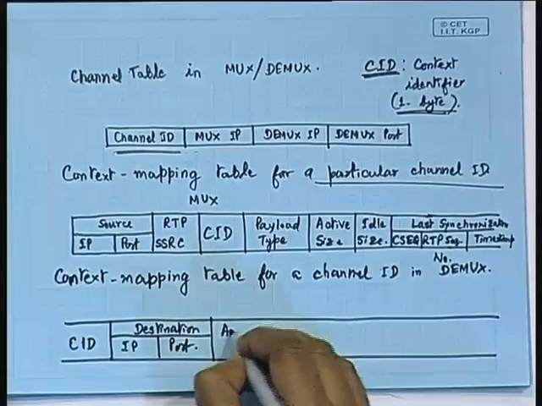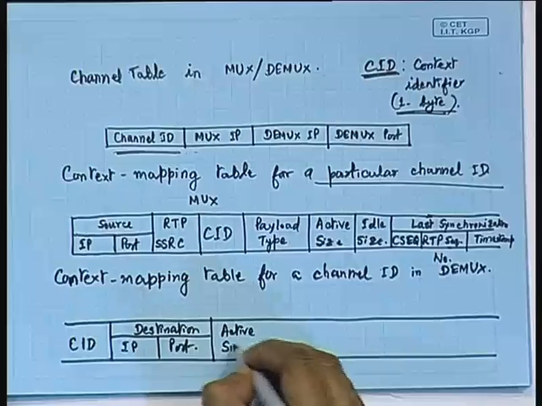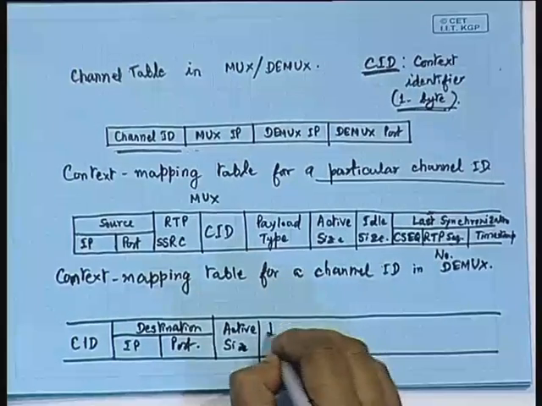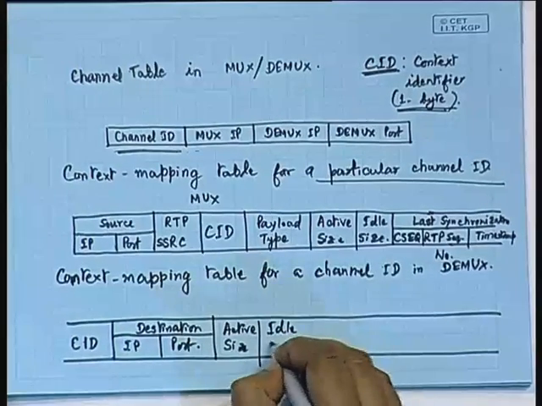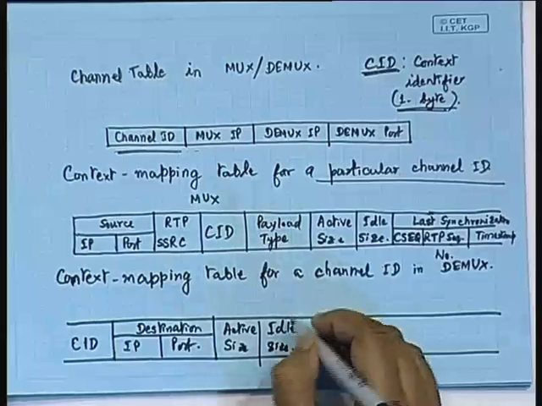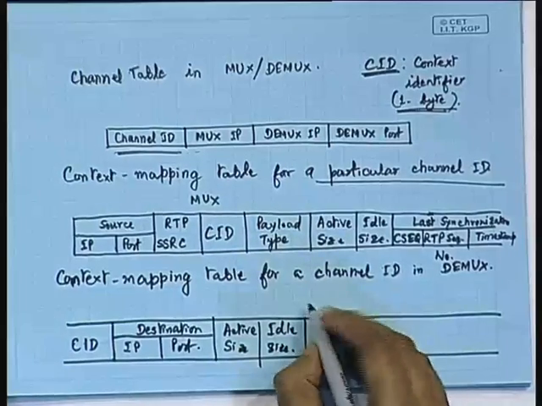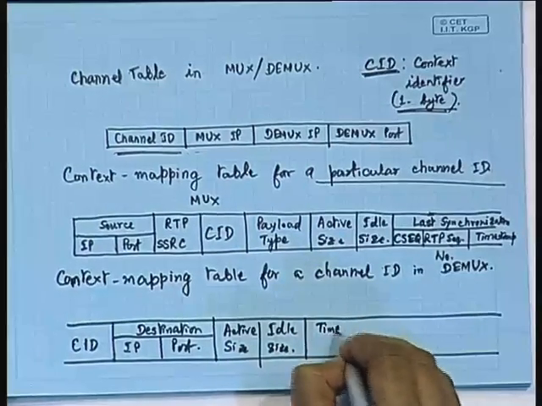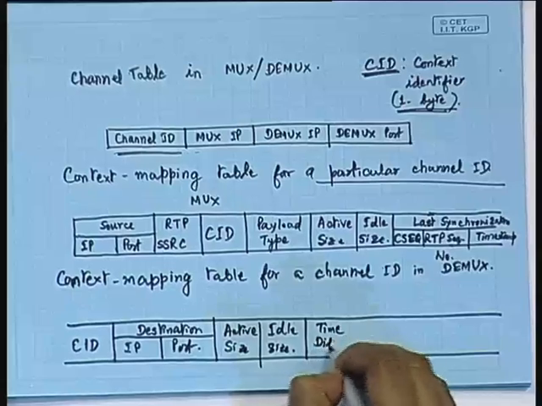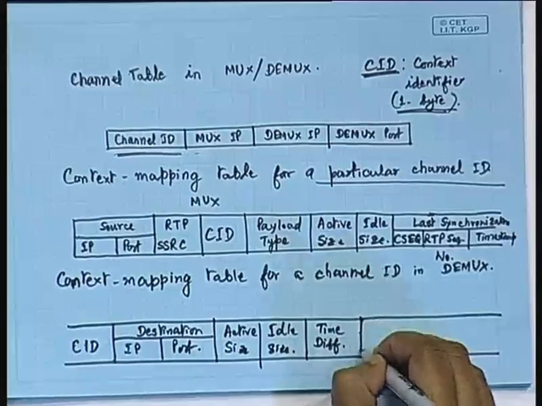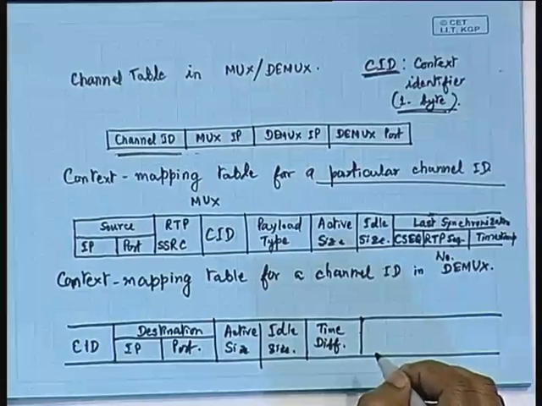Then the active size, then the idle size, etc. Whatever is there in the multiplexer table is there here also. There is a field called time difference. Actually, because in the compressed mini header the actual timestamp is not sent.